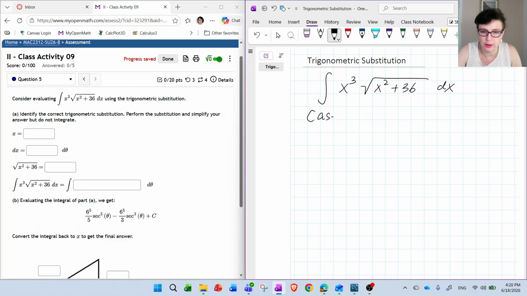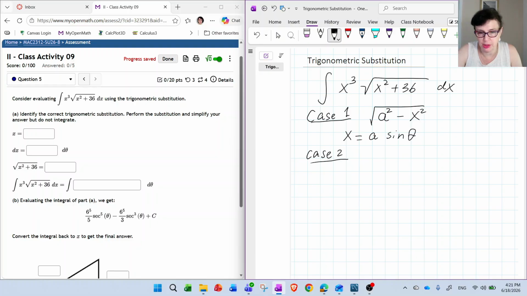Case number one is whenever you have a root that looks kind of like this. So there is a number and then minus x squared. And the number usually is a nice square, but doesn't have to be. In this case, the substitution is x equals a sine theta. It is kind of a weird substitution because we're not saying u equals something of x. In this case, we're actually saying x equals something of theta. Okay, and then we have case two.